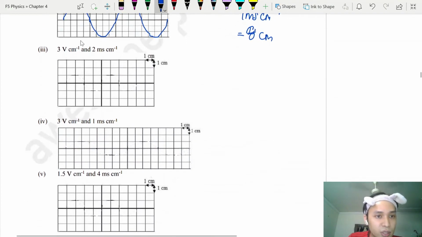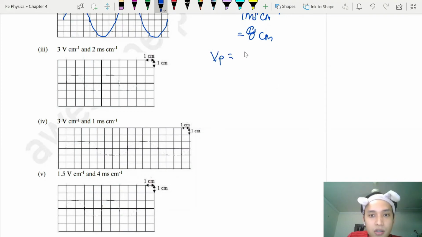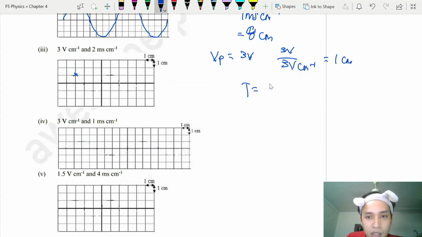Okay, let's try another one. Now this one is 3 volts per centimeter. This one is easy. My peak voltage is 3 volts, right? 3 volts per centimeter, meaning 3 divided by 3, so you get 1 centimeter, meaning only 1 box. Maximum amplitude is here.